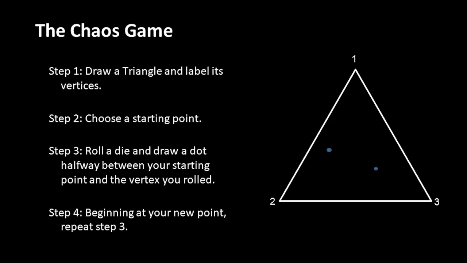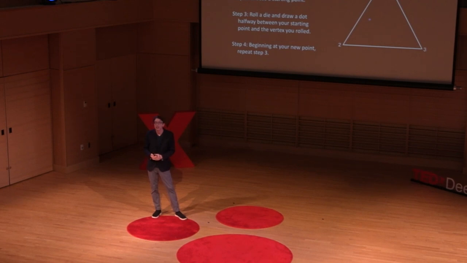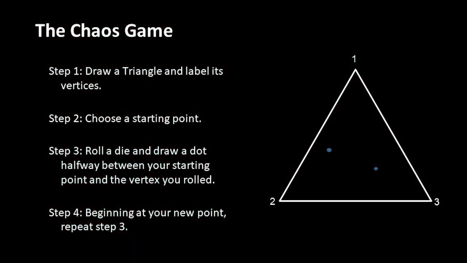We choose a random point on the interior of the triangle, and then we roll a die. On a roll of 1 or 4, we choose vertex 1. On a roll of 2 or 5, we choose vertex 2. And on a roll of 3 or 6, we choose vertex 3. We draw a point halfway between our starting point and the vertex we chose.